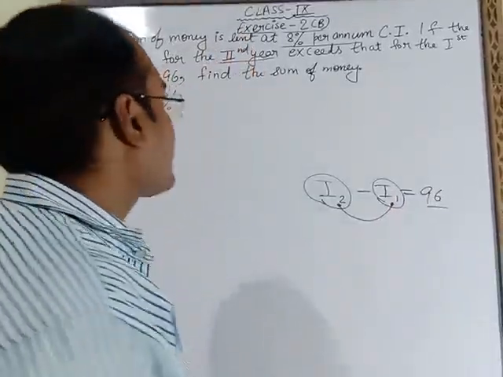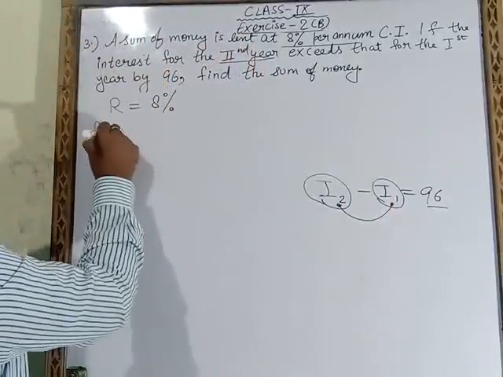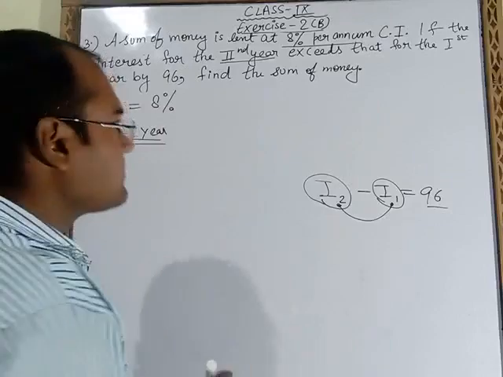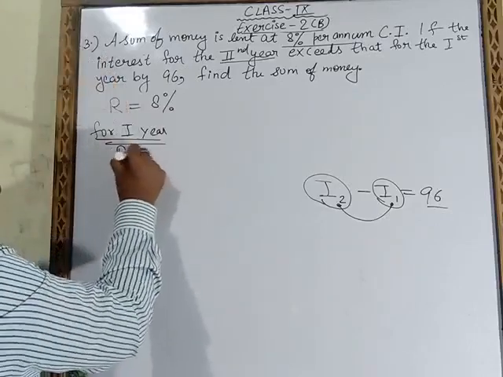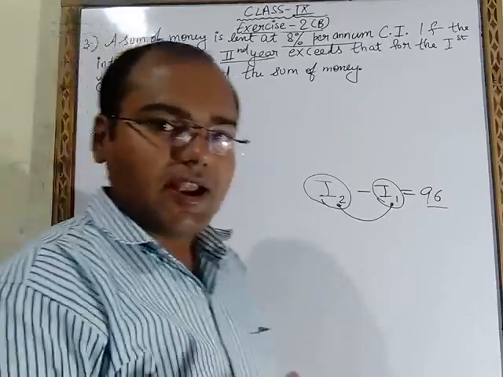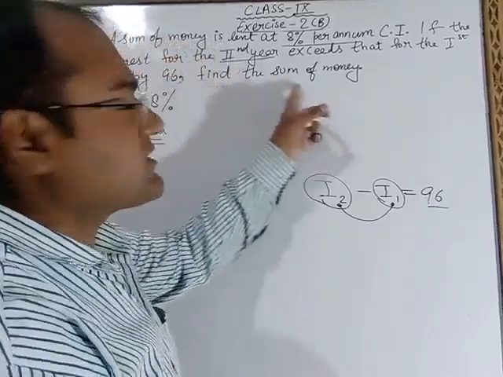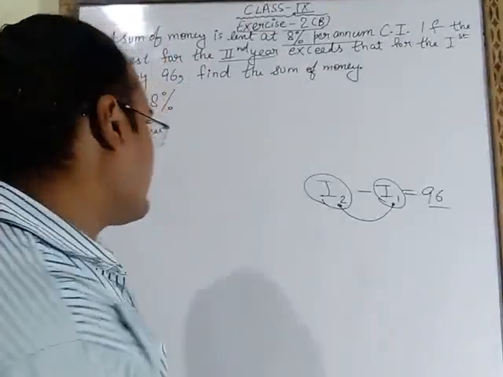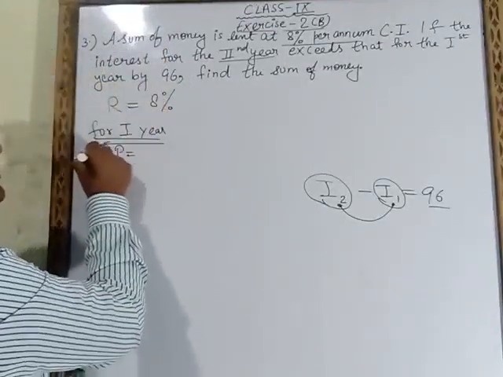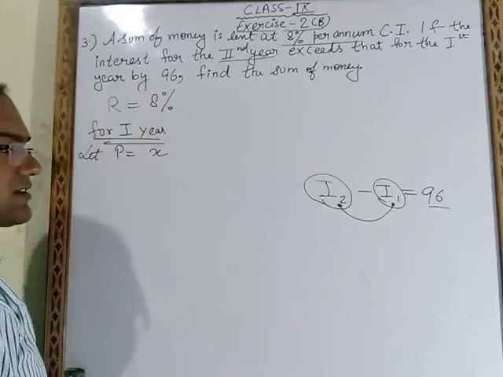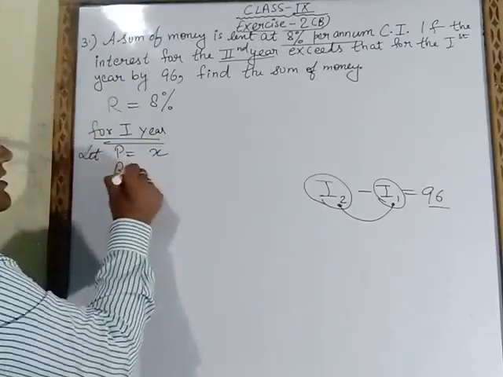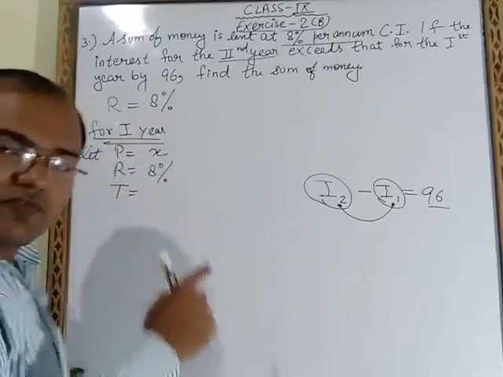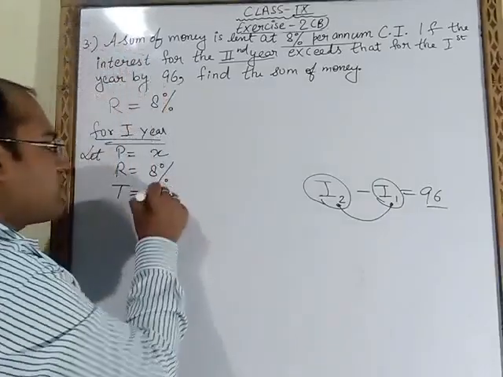So what you have to do? First of all, you have to find for first year. You have to put one heading for first year. Principal means the money which we had lent. What is the question? We have to find the sum of money. We don't know how much money we had taken, so here we will assume the principal. Let principal be x. Now rate is given in the question, 8%. Time, this is for first year. First year means only 1 year, so we take time as 1 year.